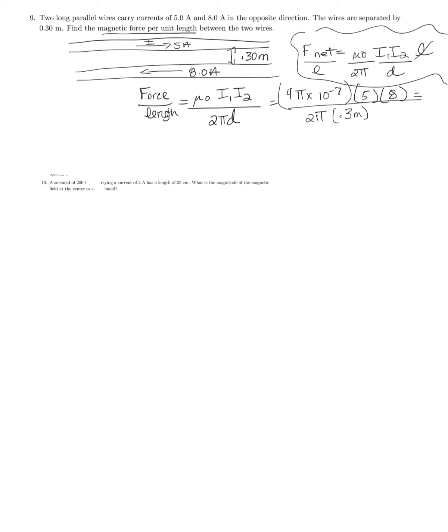All right. Let's put this in the calculator. And I get 2.7 times 10 to the minus 5 newtons per meter, which is going to be the force per unit length between the 2 wires.